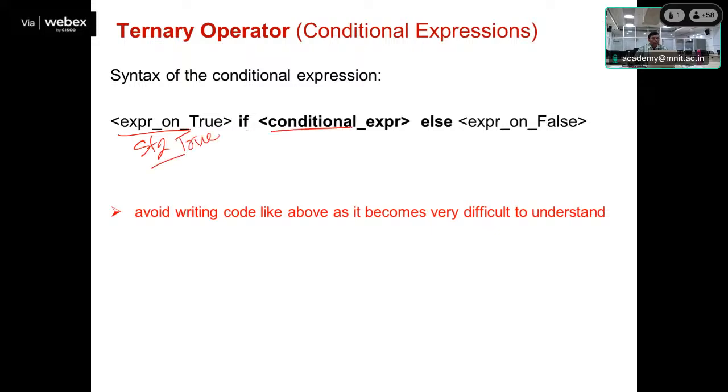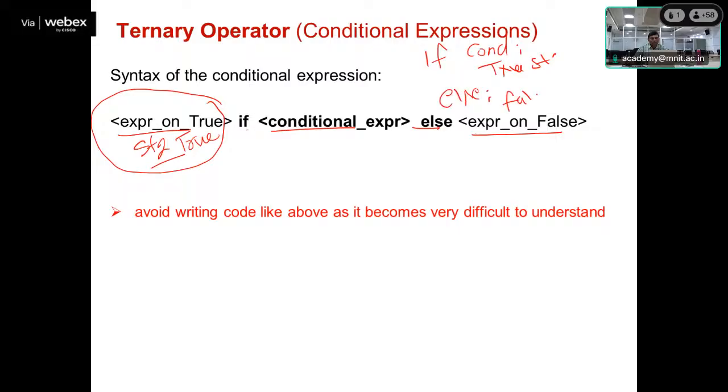So if the condition is true, the statement which is written here is going to be performed. So we are writing the condition, the true statement, and else the false statement. The same can be written using the ternary operator. So the true expression comes here, the condition is inside, and then the else expression outside.